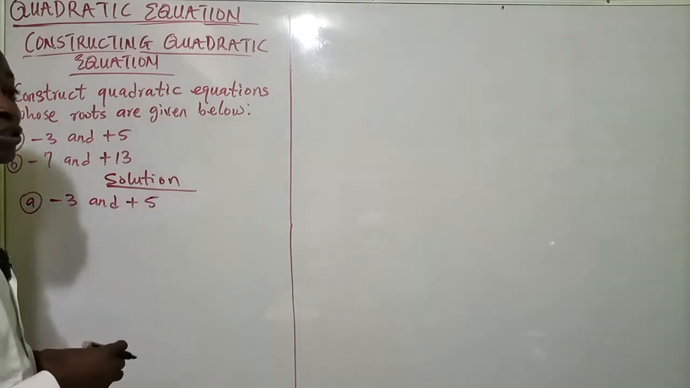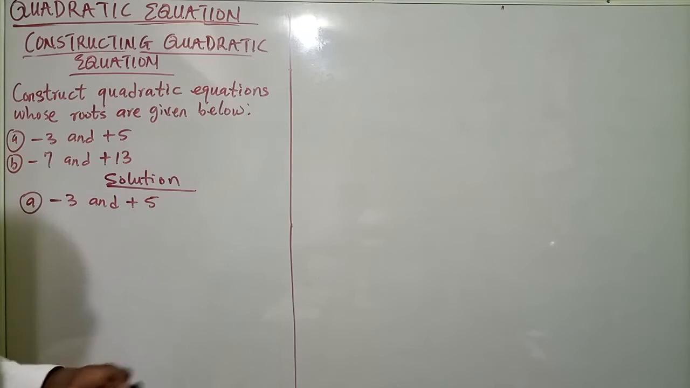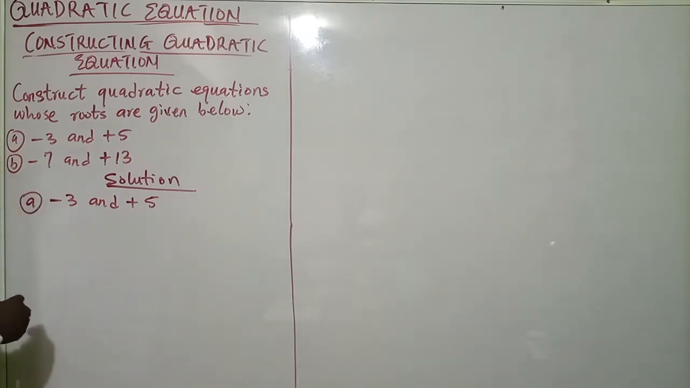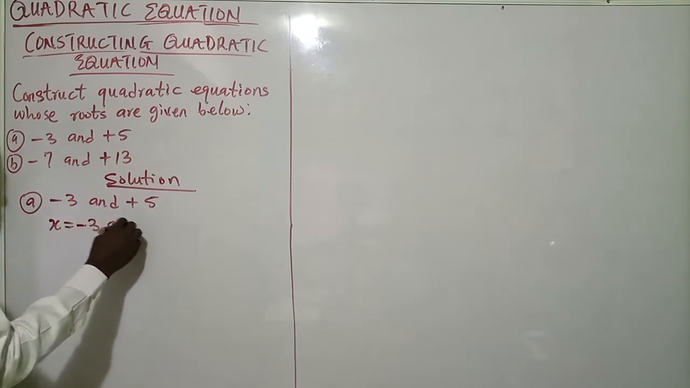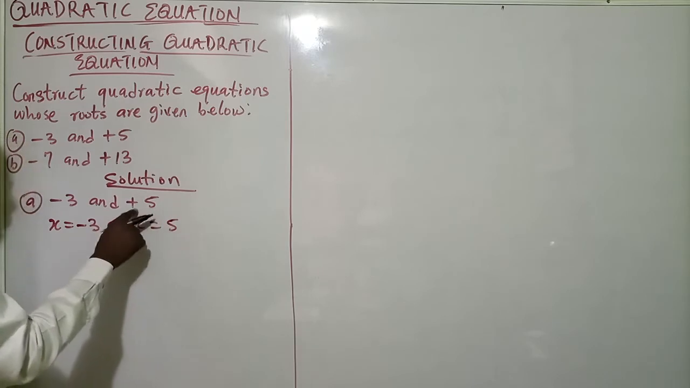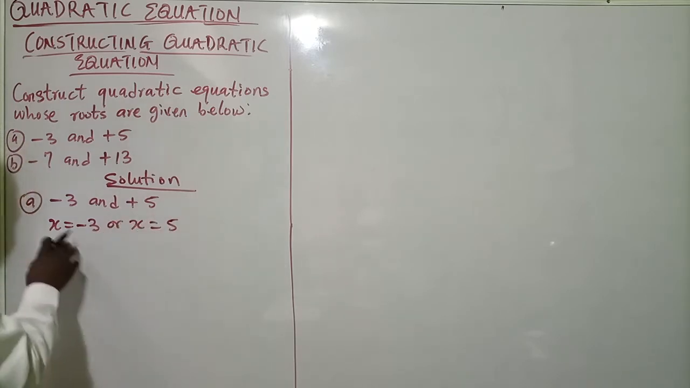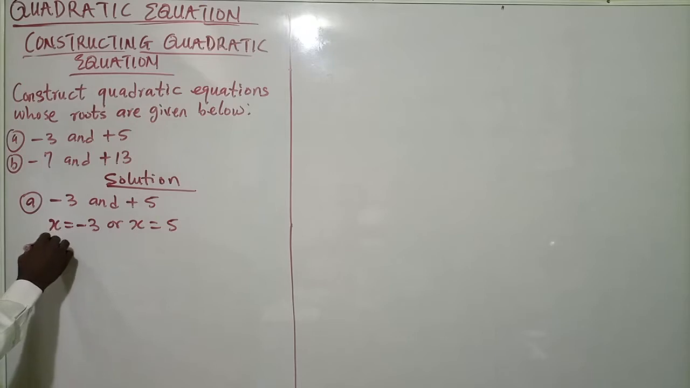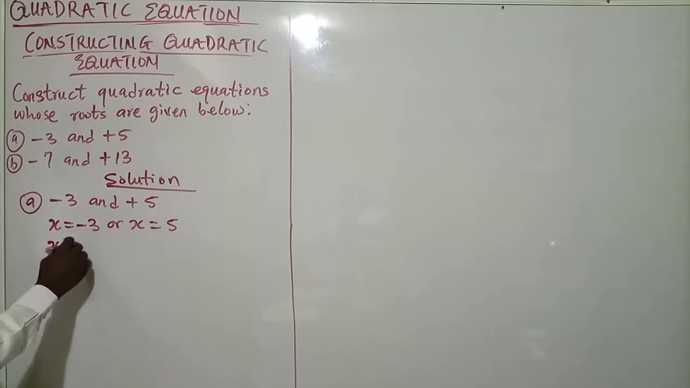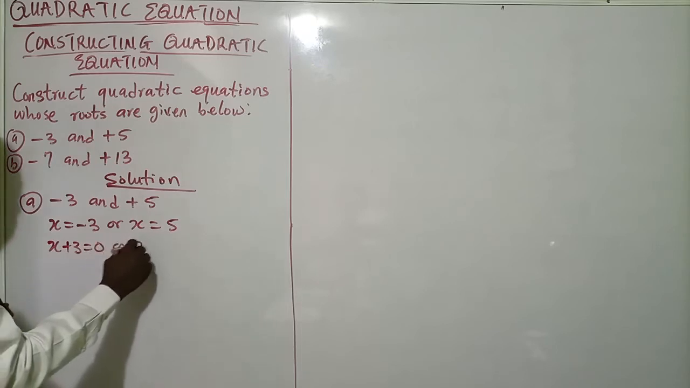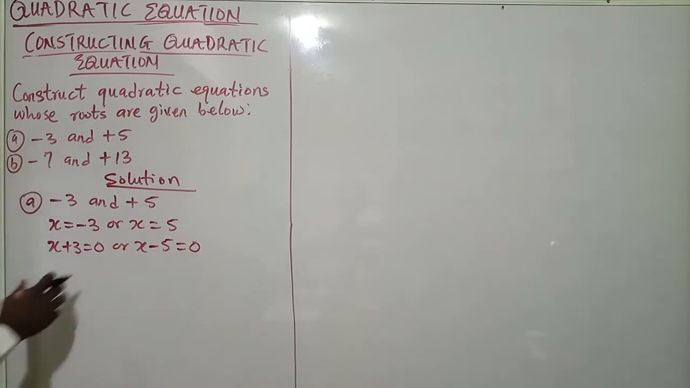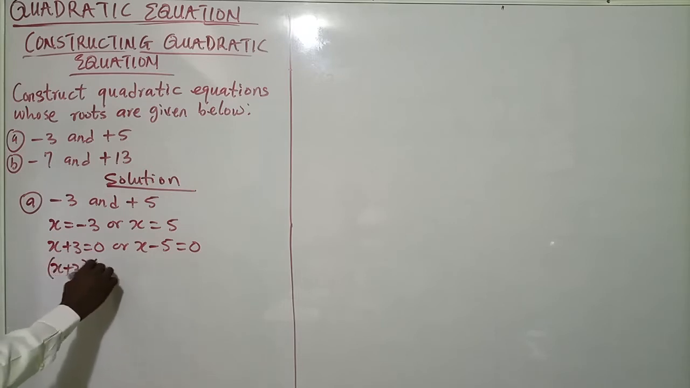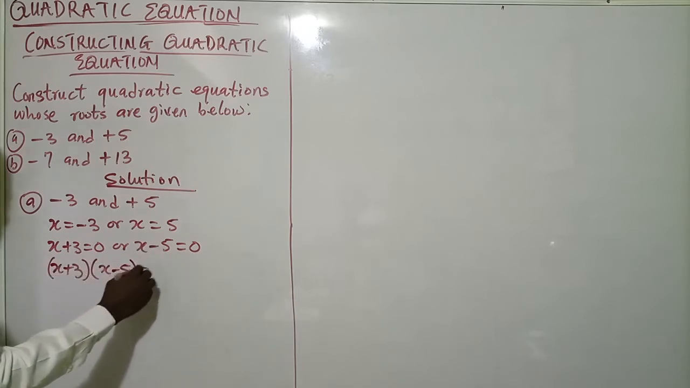Now you can decide to choose whatever you want to use, either x or y or z or a or c, whatever you like. I would like to use x. This means that x equals minus 3, or x equals 5. That is the meaning of plus 5. Now this is the same thing as saying that x plus 3 equals 0, or x minus 5 equals 0. Now this is the same thing as saying (x plus 3)(x minus 5) equals 0.